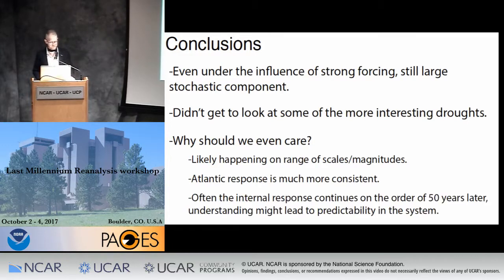and this part's a little bit more deterministic. The last point that might be interesting here is that often this internal response can continue, particularly in the Pacific, on the order of 50 years later. You get this very periodic, very large magnitude decadal variability. And understanding that might lead to some predictability of the system on the types of timescales that we really don't have predictability for internal variability. That's it.